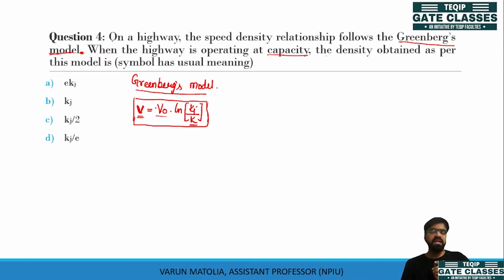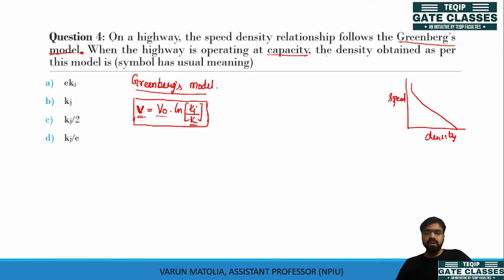But we have seen the infinity value. The curve which is given for Greenberg's model is something like this. It touches your speed axis at infinite value of speed. So density will be 0 at infinite speed.